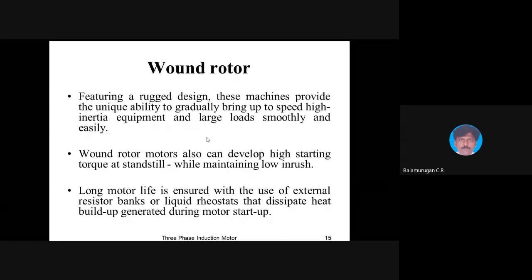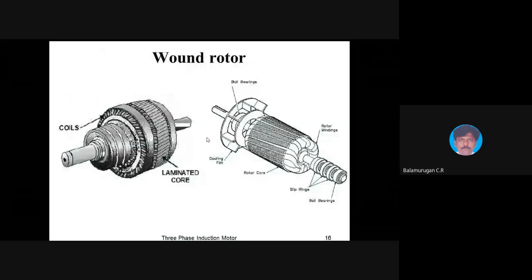Okay. So is it possible to tell some differences between squirrel cage and slip ring?